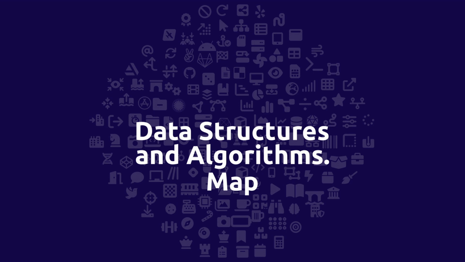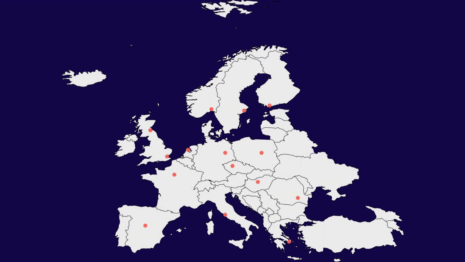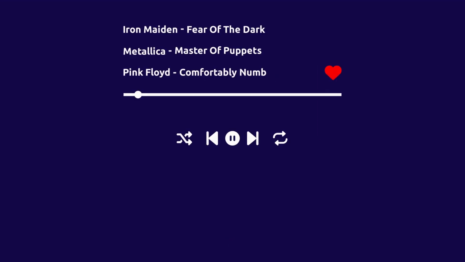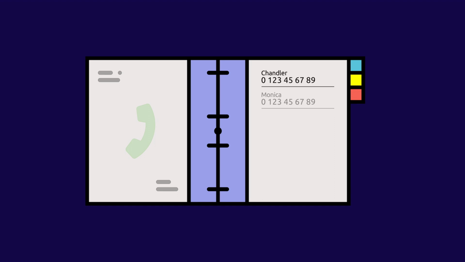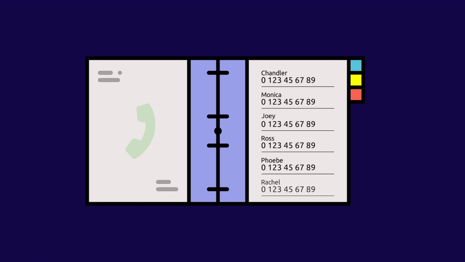Some examples that will help better understand this data structure are representing countries and their capitals, looking over a stack of books where each book is identified by a name and an author, listening to your favorite playlist where each song has a name and an artist, showing your parents the grades you obtained this semester, or searching for a friend's phone in your phone book. Essentially, anything that can be represented as a key-value pair can be stored as a map.